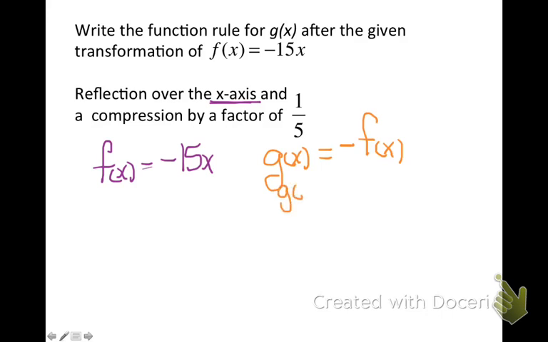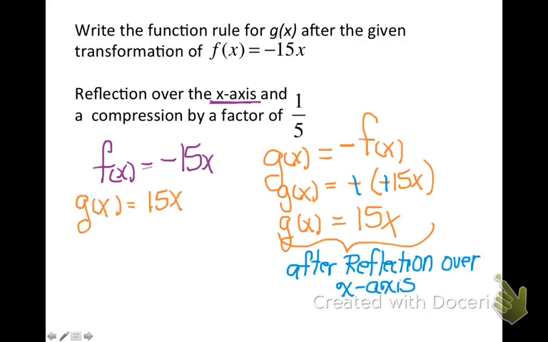So let's substitute in the actual equation instead of f of x, which is negative 15x. Now, I'm hoping you can see how these two negatives cancel each other out, and so I get that g of x, after a reflection over the x-axis, is positive 15x.